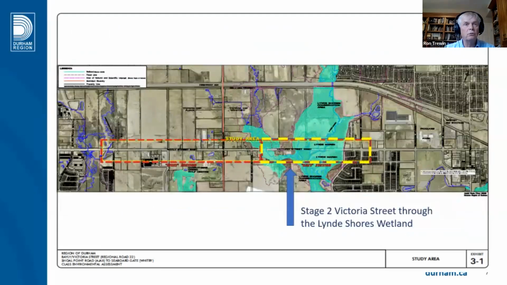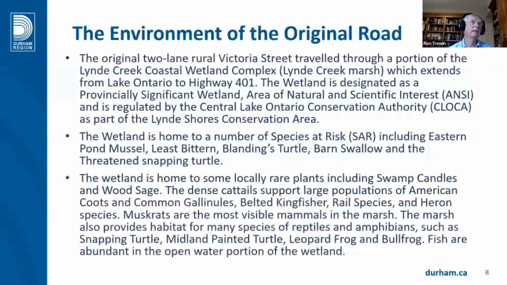Stage 2, through the wetland, was constructed between 2015 and 2021. The environment of the road: the original 2-lane rural Victoria Street traveled through a portion of the Lynde Creek Coastal Wetland Complex, which extends from Lake Ontario to Highway 401. The wetland is designated as provincially significant wetland and an area of natural and scientific interest, and is regulated by the Central Lake Ontario Conservation Authority as part of the Lynde Shores Conservation Area.